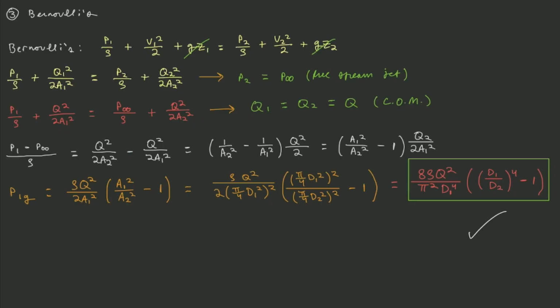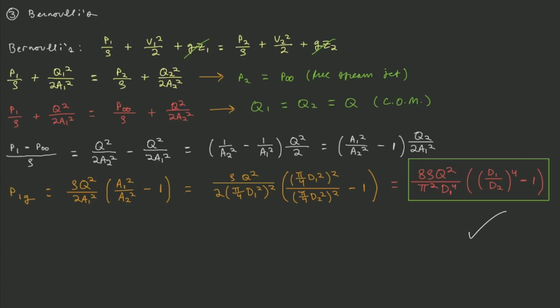So in this case, we have P1 over rho plus Q1 squared over 2A1 squared equals P2 over rho plus Q2 squared over 2A2 squared. How did we get that? Well, we know that Q is equal to VA, so we're just replacing V with Q over A, and that's how we're getting these expressions right here in terms of Q.